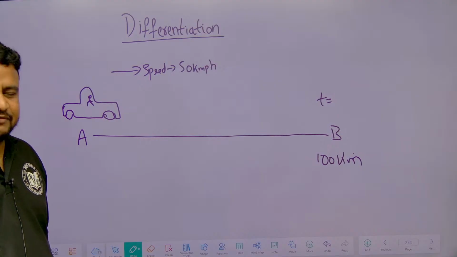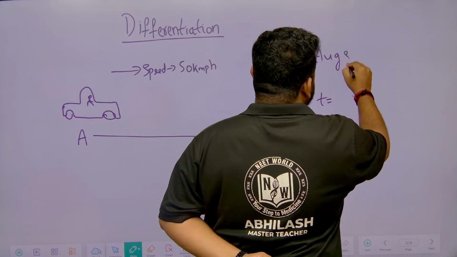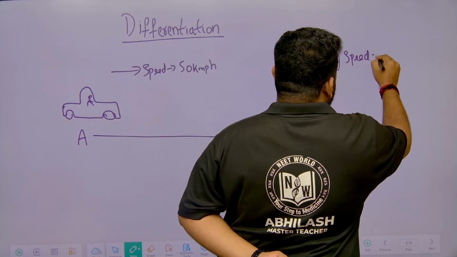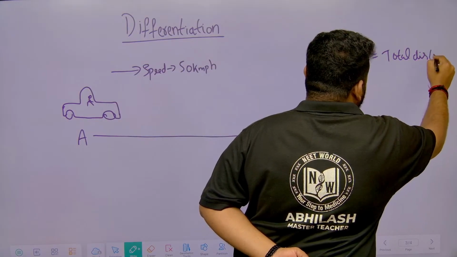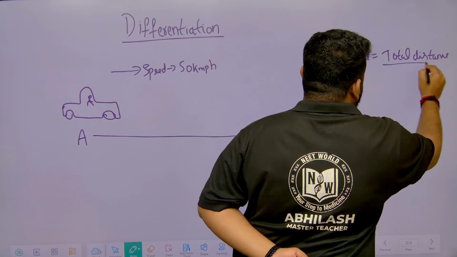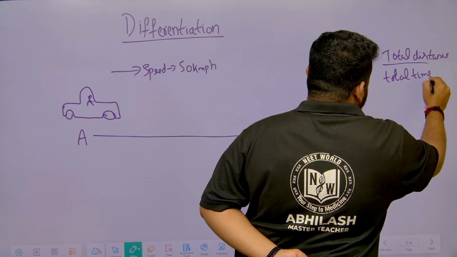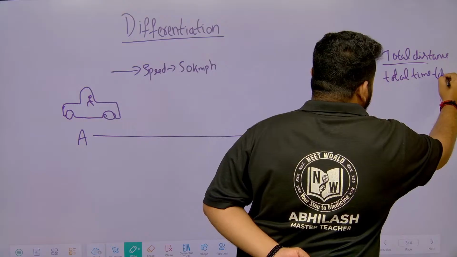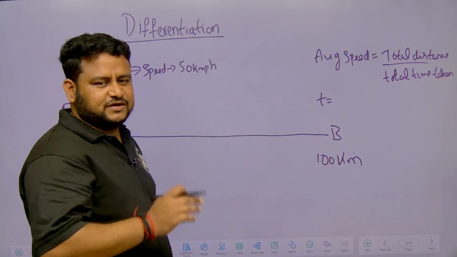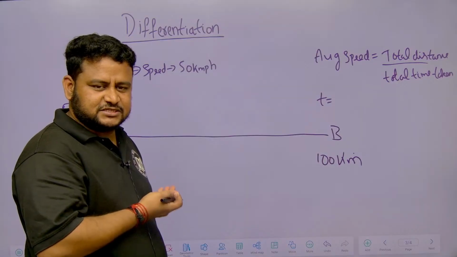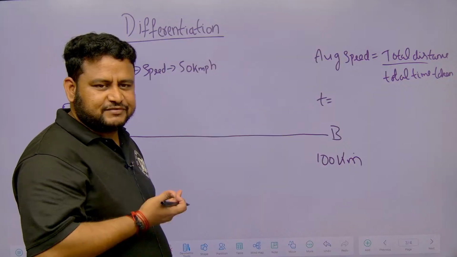Total time taken. Average speed means I will take what? Average speed is nothing but equal to total distance by total time taken. Okay, that is average speed. Here what they have given, it is moving at the speed of 50 km per hour. Is it average speed or what? It is average speed only. For the entire journey they are telling it is 50 km per hour, that is average speed only.